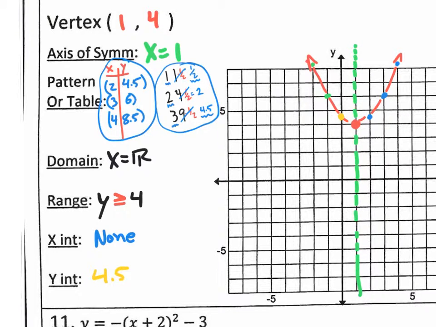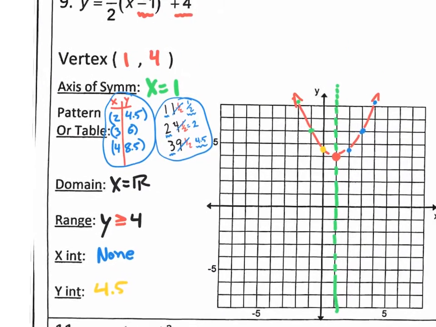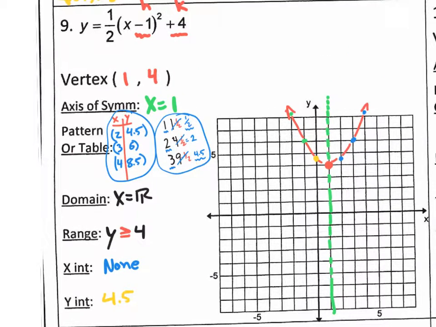Of course, you could have done it algebraically, right? What do I mean by algebraically? To find the y-intercept, you have to set x equal to 0. So put a 0 right there, and you'll have a -1 squared, that's +1. +1 times half is half, and half plus 4 is 4.5. So that's why it's 4.5, the y-intercept.